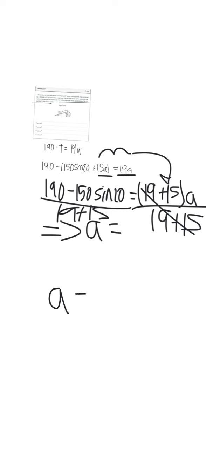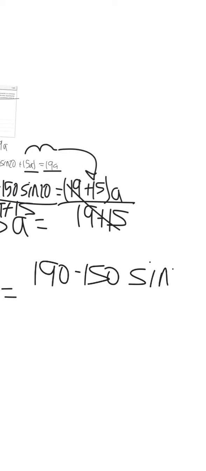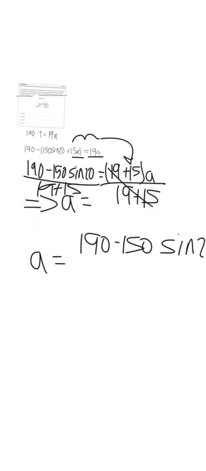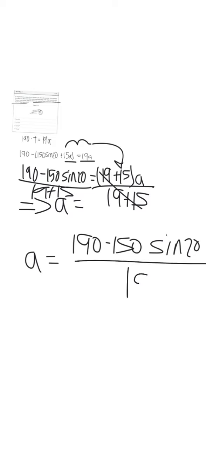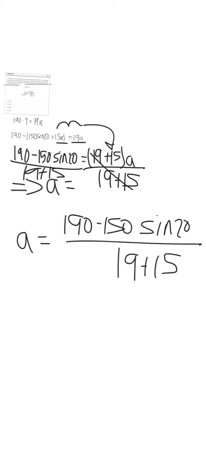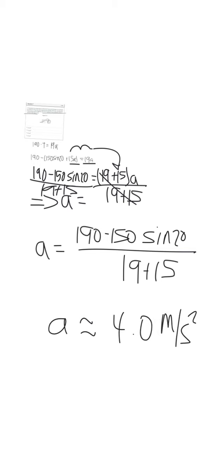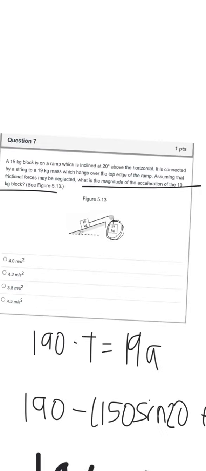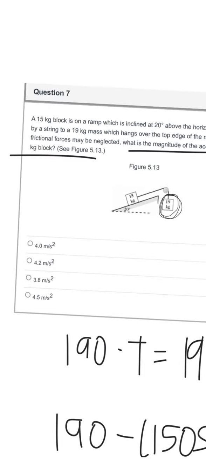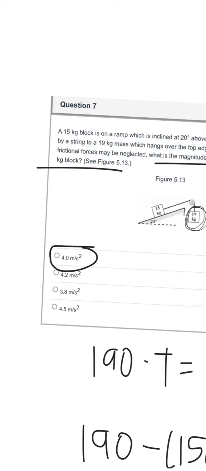So we'll have that a is equal to 190 minus 150 sine 20 divided by 19 plus 15. So once we solve, this is simple to solve in the calculator. We have that the acceleration is approximately 4.0 meters per second squared. So that's the acceleration of this 19 kilogram block. So the answer is A.